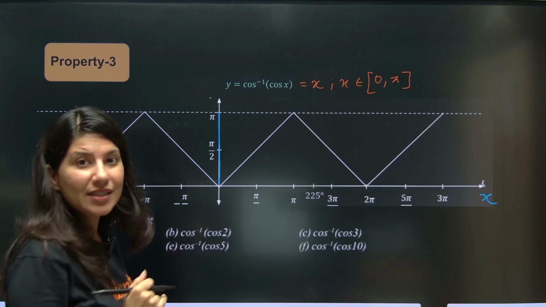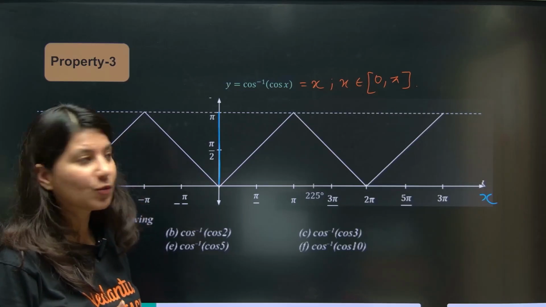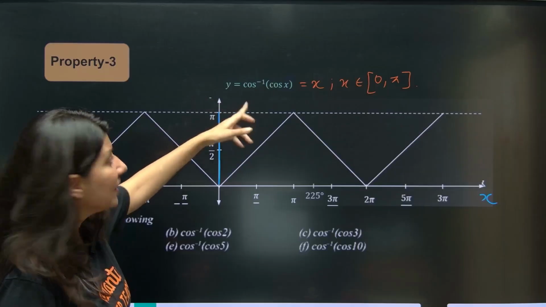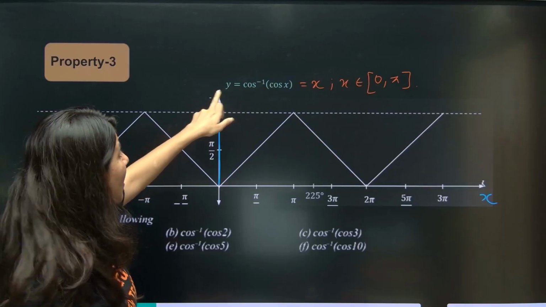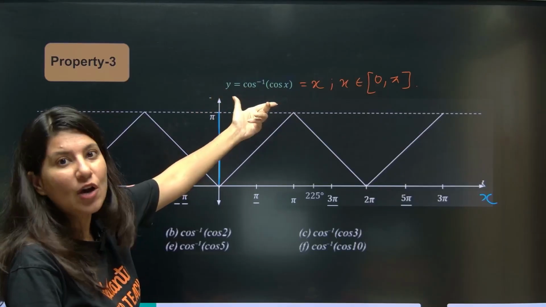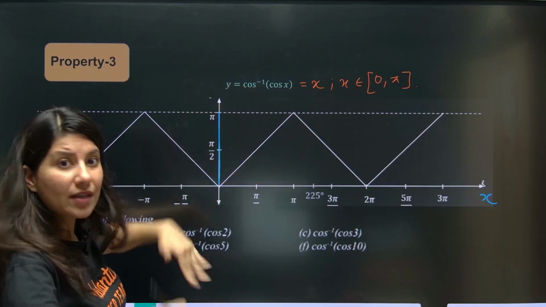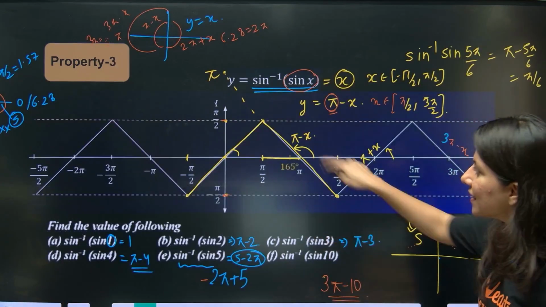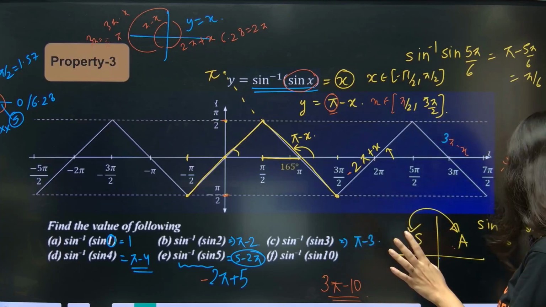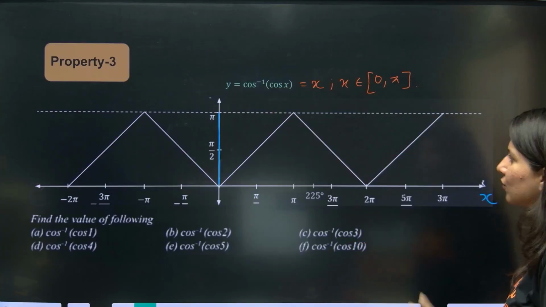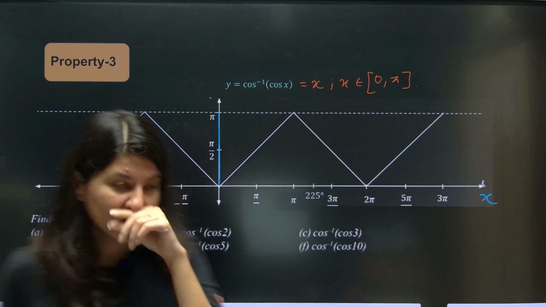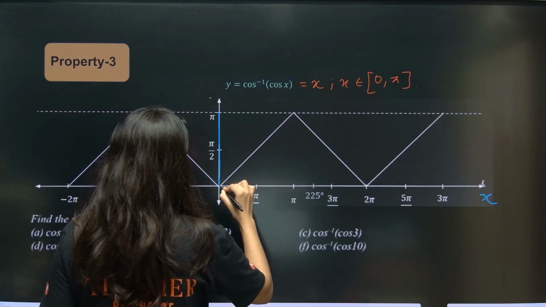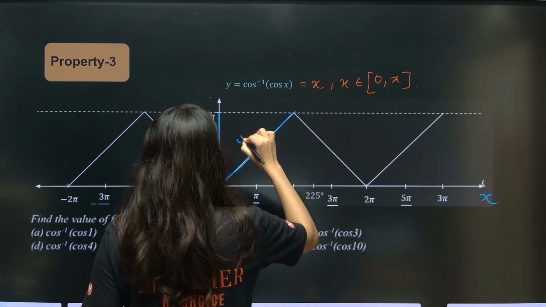In sine inverse, what we did was minus pi by 2 to plus pi by 2. So now, obviously, your graph will be completely above the x-axis. Why? Because y is equal to cos inverse of something, so the output will be 0 to pi. Whereas in sine inverse x, this was a zigzag graph, similar to sine x. This graph is slightly different. Now if your input is 0 to pi, then this is the y is equal to x line.